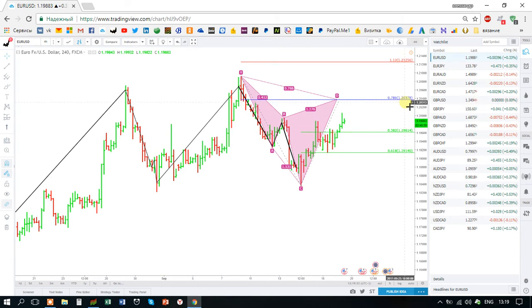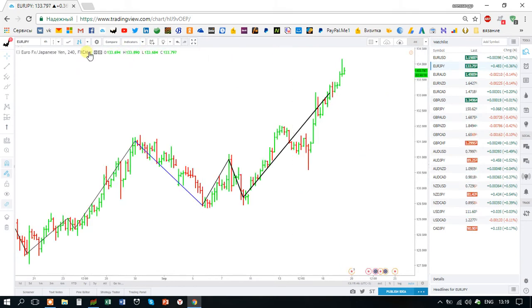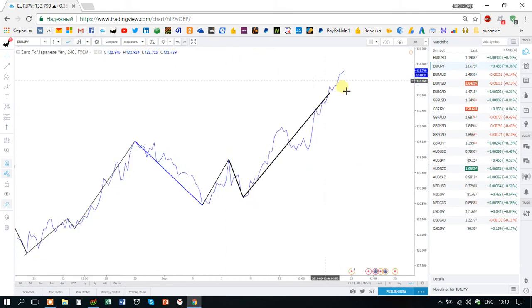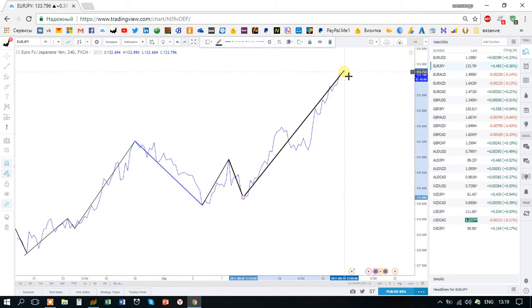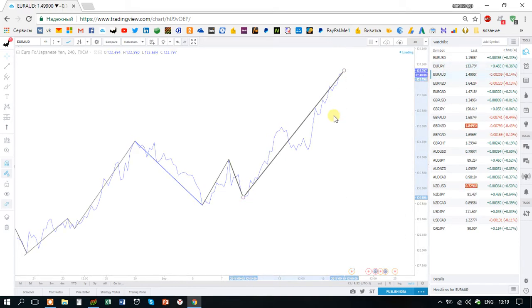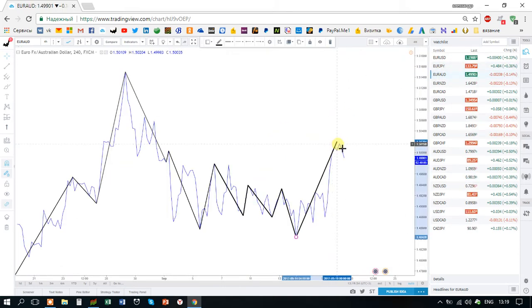120 is the selling position, sell limit. 120.25 is the stop loss, and 119.61, 119.14 is the take profit. Still the same on this 4 hour. 4 hour changes not that fast as 1 hour. That's why we don't need to adjust it pretty often.